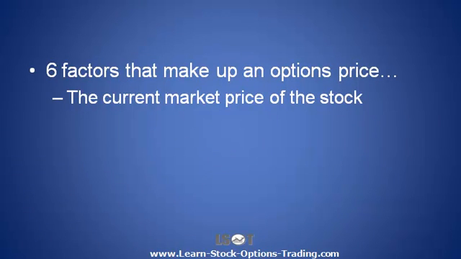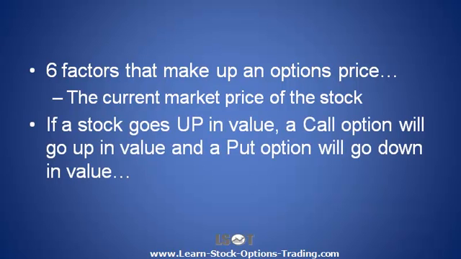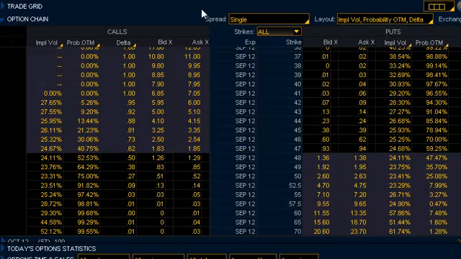Now, with all things being equal, if a stock goes up in value, then a call option will go up in value and a put option will go down in value. Calls and puts essentially operate opposite of each other as far as their price movement. For instance, all things being equal, if a stock goes down in value, a put option will increase in value and a call option will decrease in value. Let me show you an option chain real quick, just so you can get a visual representation of what this is.